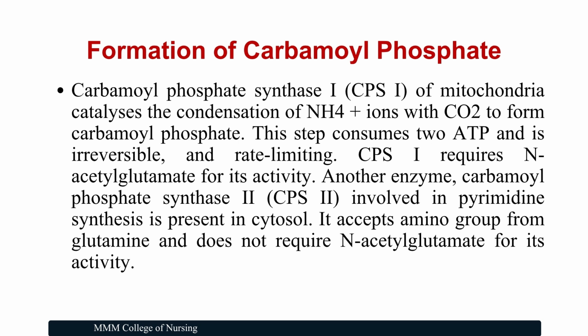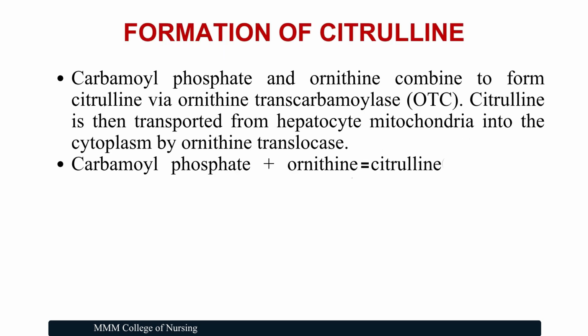CPS1 requires a cofactor called N-acetyl glutamate for its activity. So NAG acts as an allosteric activator. There is also a second enzyme called CPS2, but that one is found in the cytosol and it is used for pyrimidine synthesis, not the urea cycle. So don't confuse the two. In summary, ammonia plus carbon dioxide forms carbamyl phosphate by CPS1 and needs 2 ATP and NAG in mitochondria. Next, step 2, formation of citrulline.